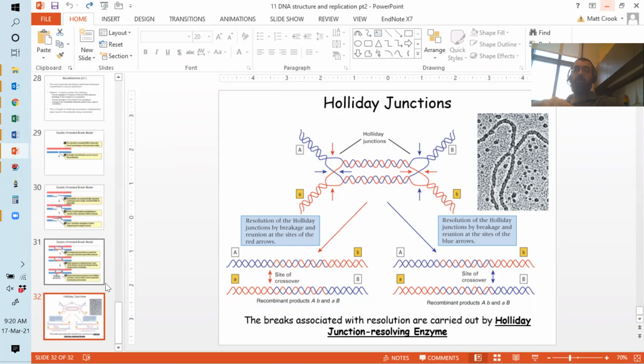And that's basically how this whole process works.